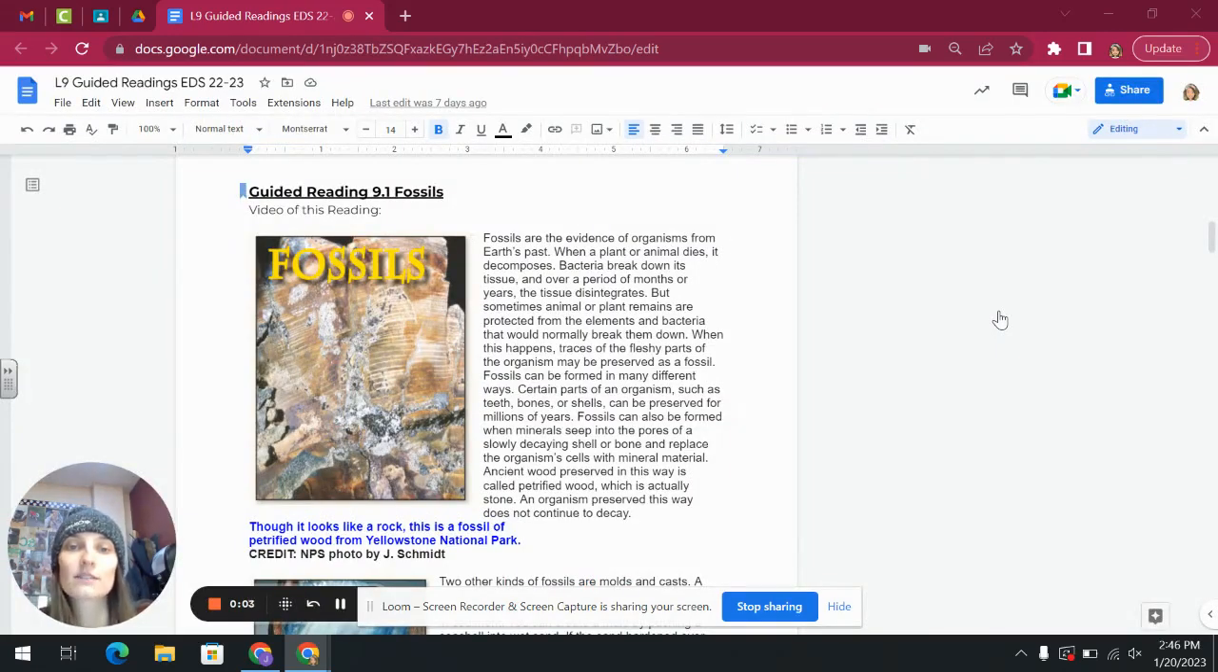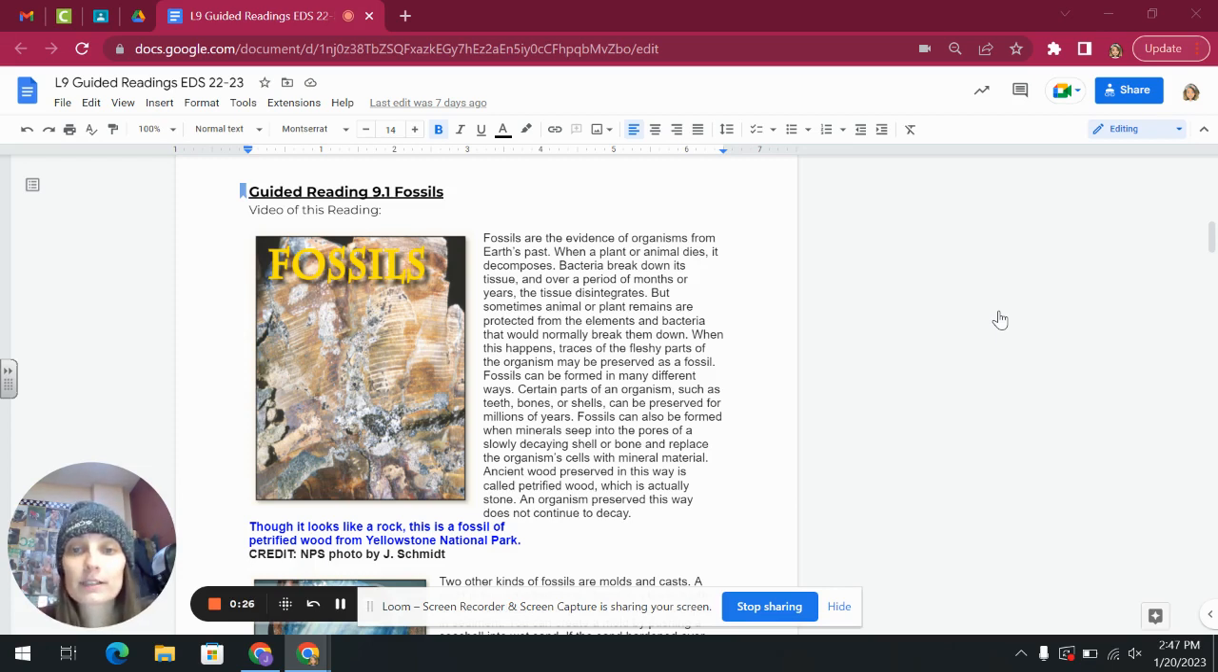Fossils are the evidence of organisms from Earth's past. When a plant or animal dies, it decomposes. Bacteria break down its tissue, and over a period of months or years, the tissue disintegrates. But sometimes animal or plant remains are protected from the elements and bacteria that would normally break them down. When this happens, traces of fleshy parts of the organism may be preserved as a fossil.